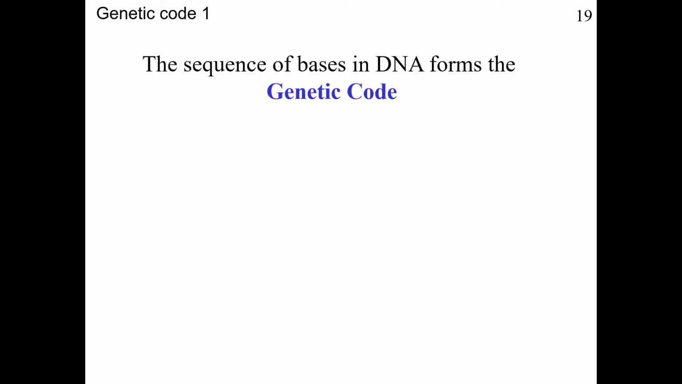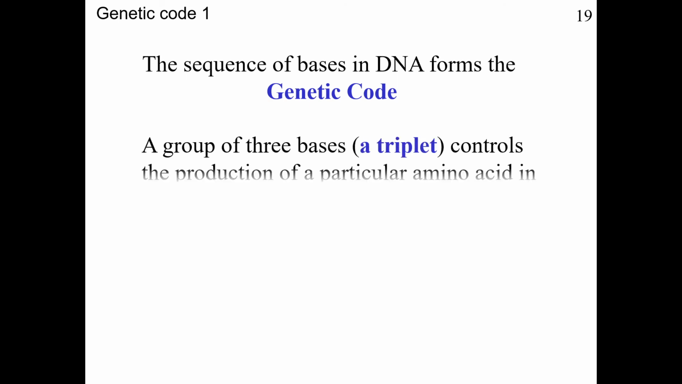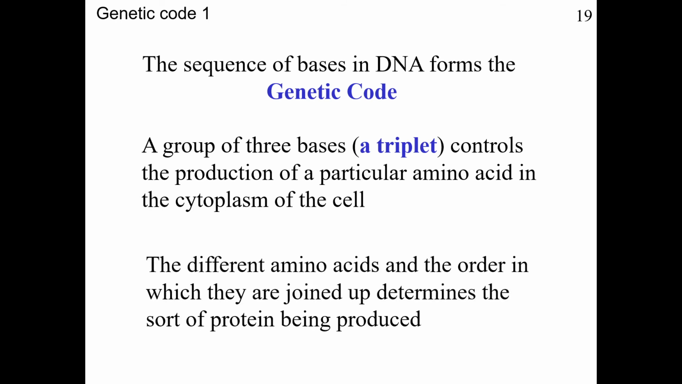So there is a sequence. The sequence of bases in DNA is what forms the genetic code. So a group of 3 bases, which is called a triplet, controls the production of a particular amino acid in the cell. So the different amino acids and the order in which they are joined up determines what kind of thing is going to be made, what kind of protein is going to be made from that DNA.